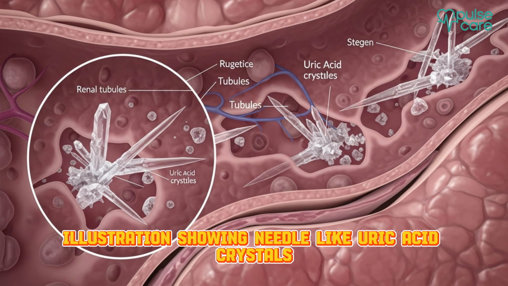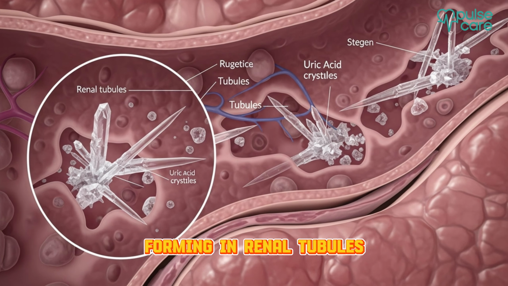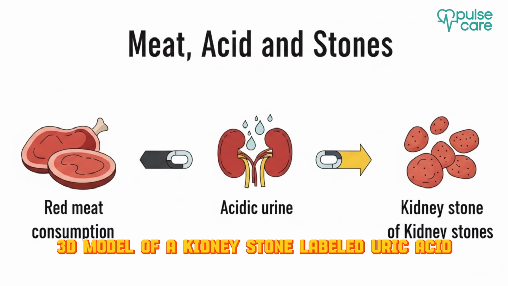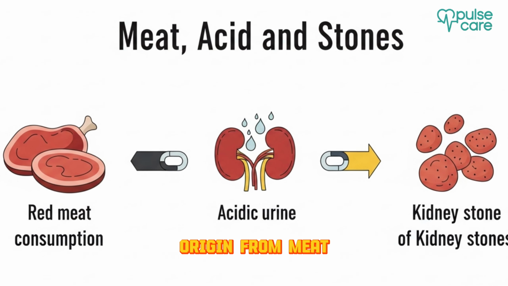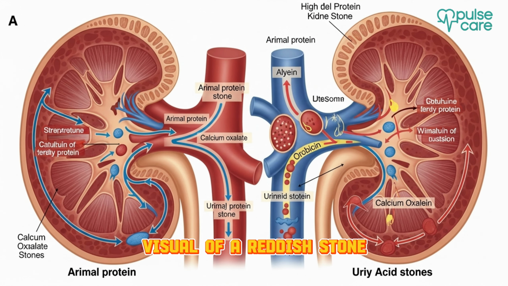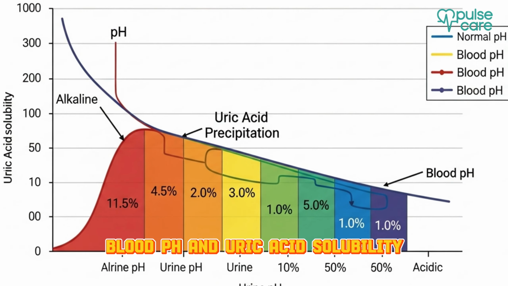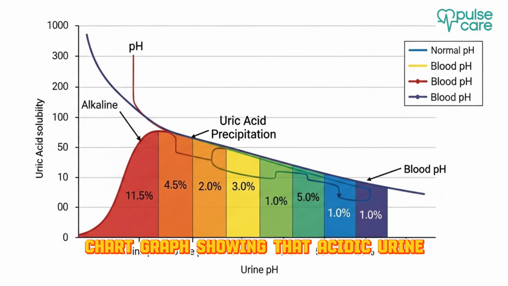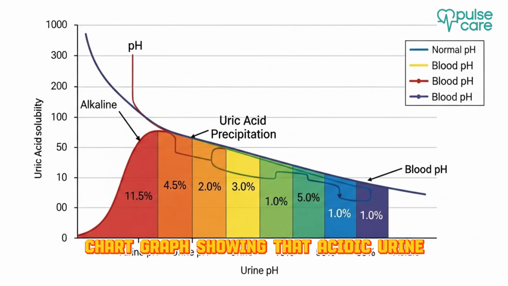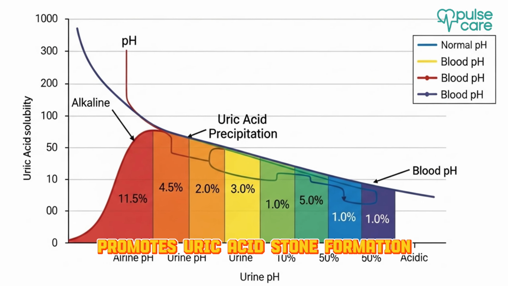Illustration showing needle-like uric acid crystals forming in renal tubules. 3D model of a kidney stone labeled uric acid origin from meat. Visual of a reddish stone with metabolic pathways annotated around it. Urine pH and uric acid solubility chart graph showing that acidic urine, common with high meat diets, promotes uric acid stone formation.